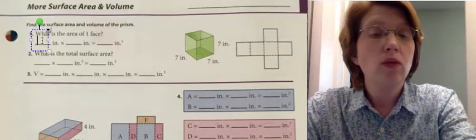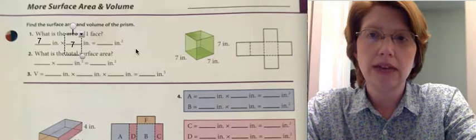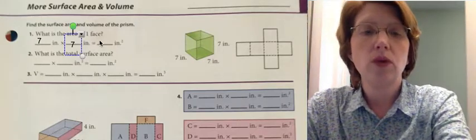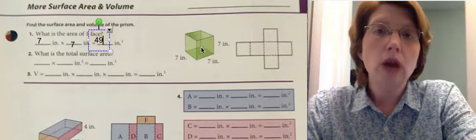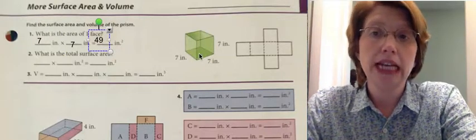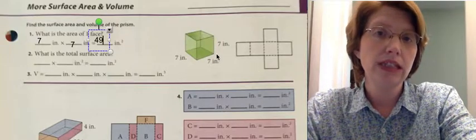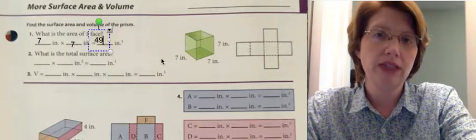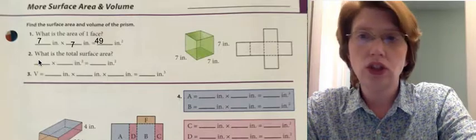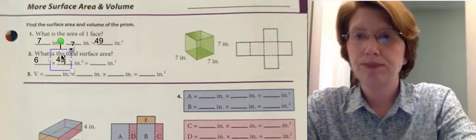What is the area of one face? It's going to be 7 times 7. So it's 7 inches by 7 inches, which is going to be 49. So one face is going to be 49 inches. So what is the total surface area? If one face is 49, how many faces do I have? 1, 2, 3, 4, 5, 6. So I'm going to need to do 6 times 49.